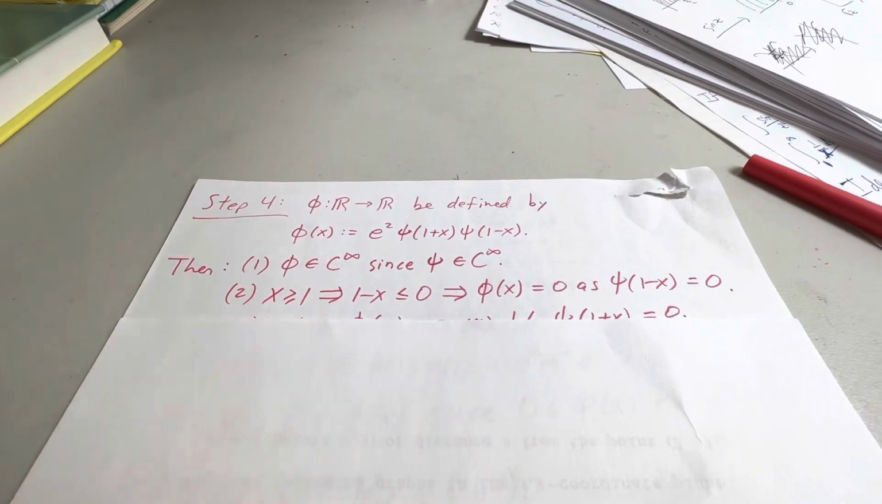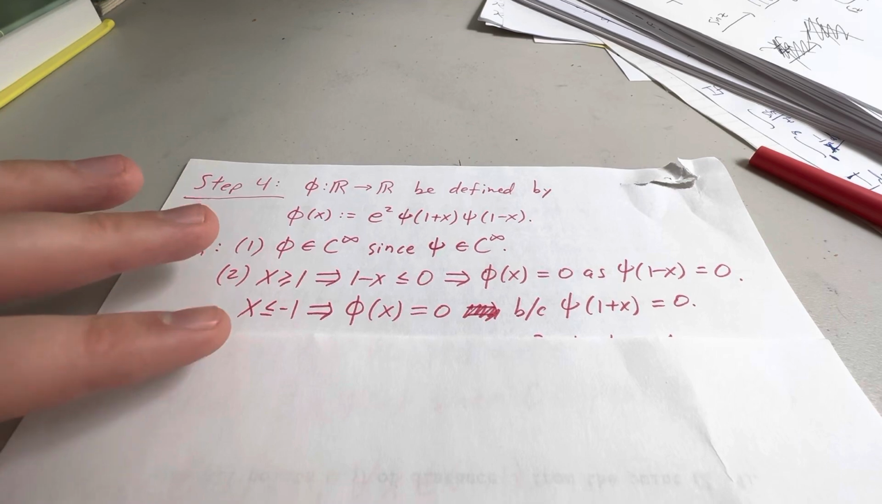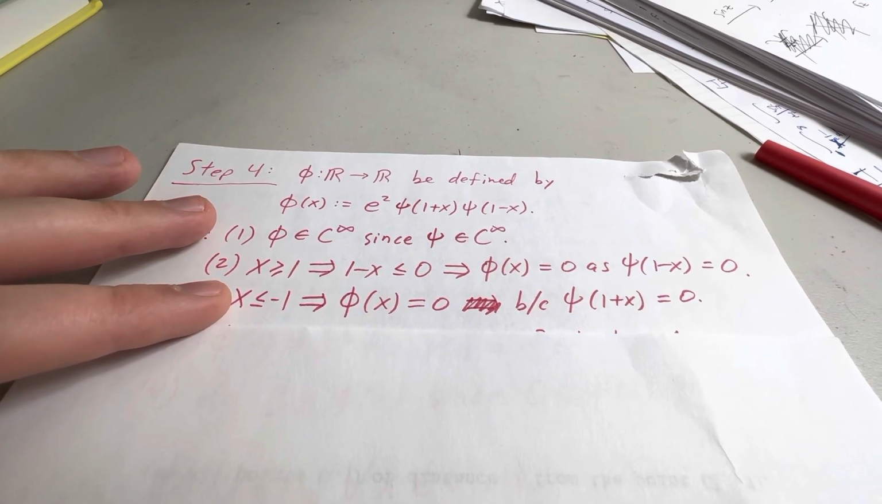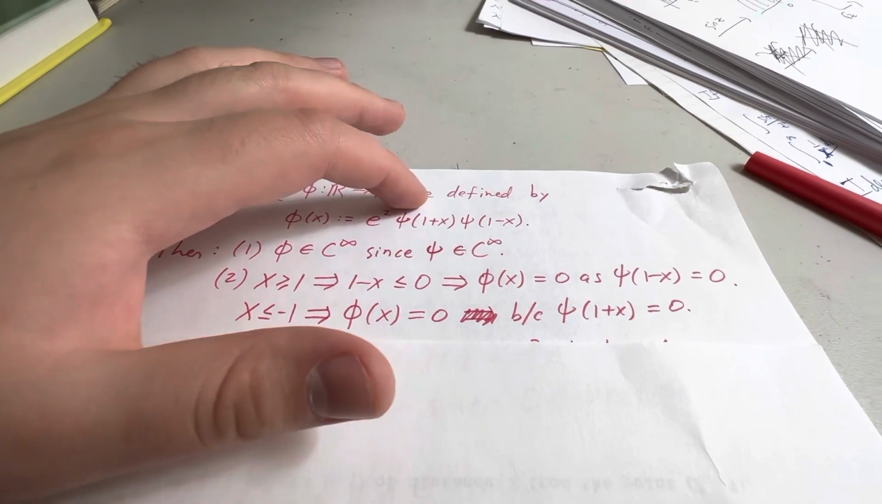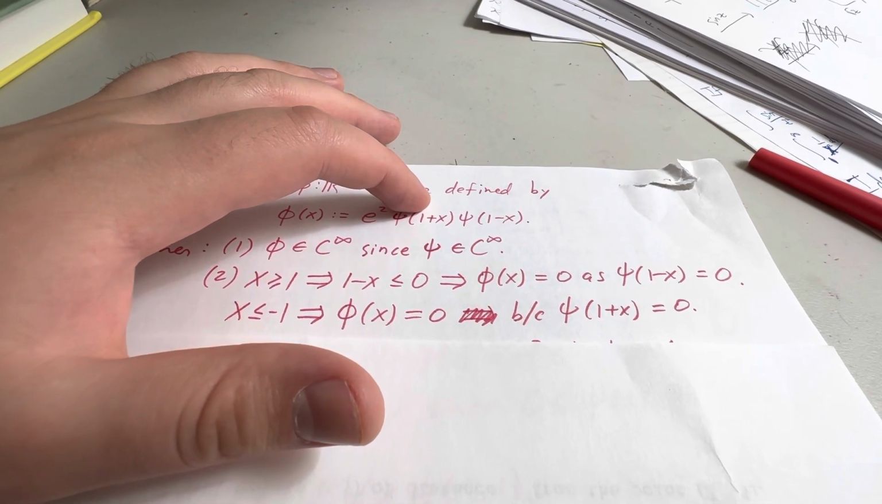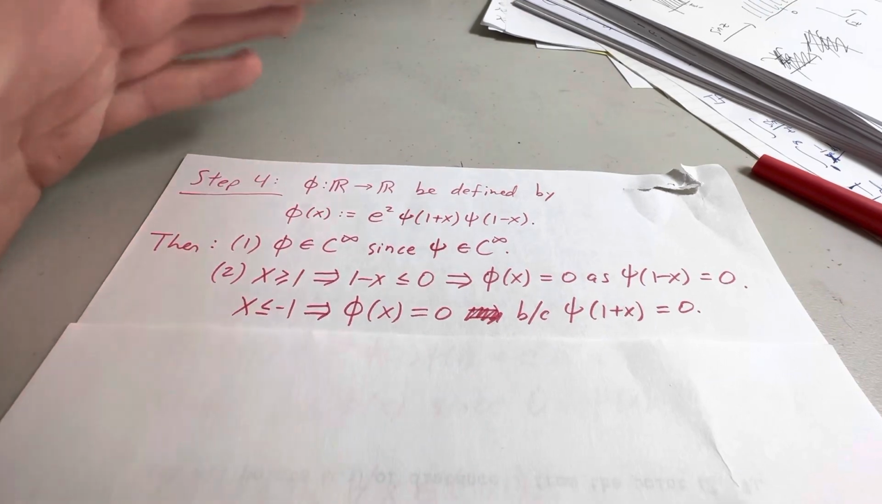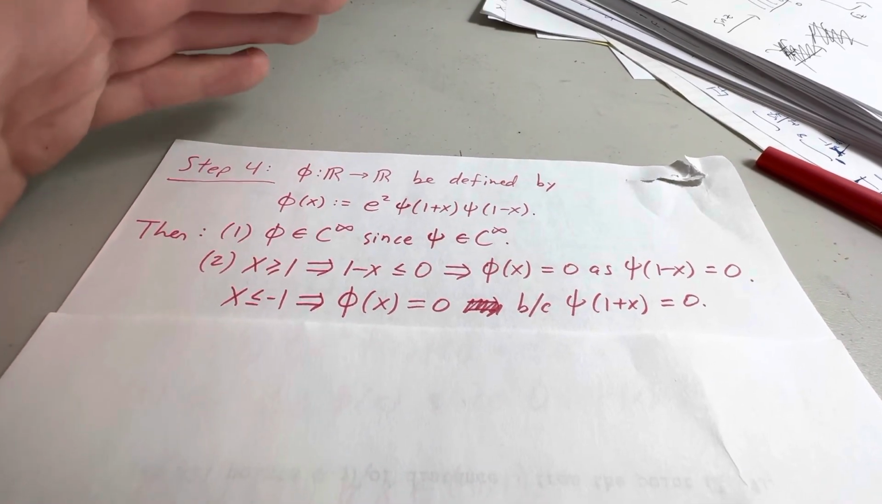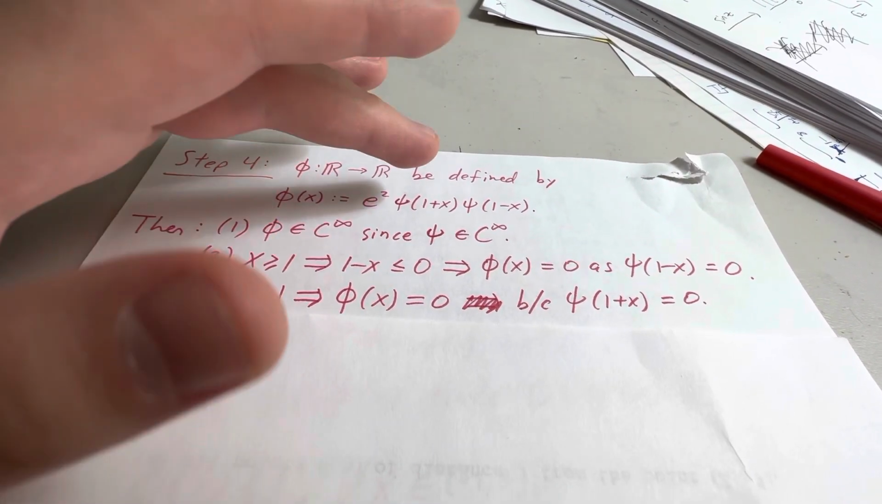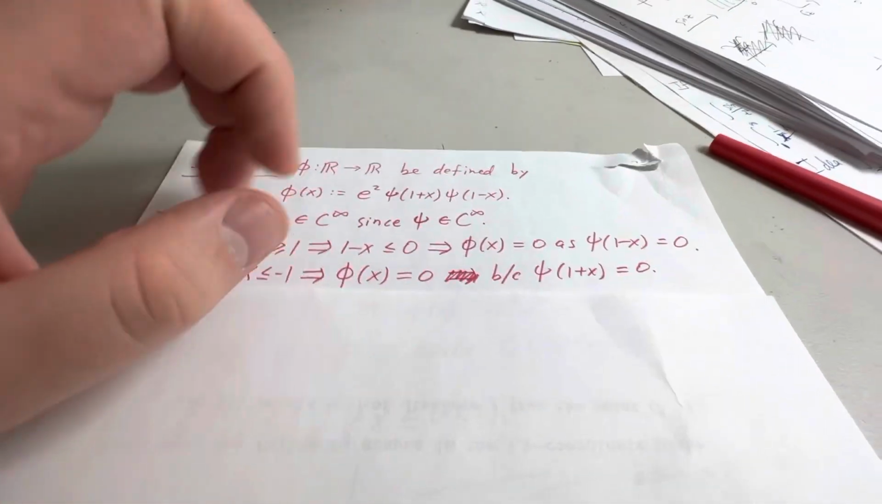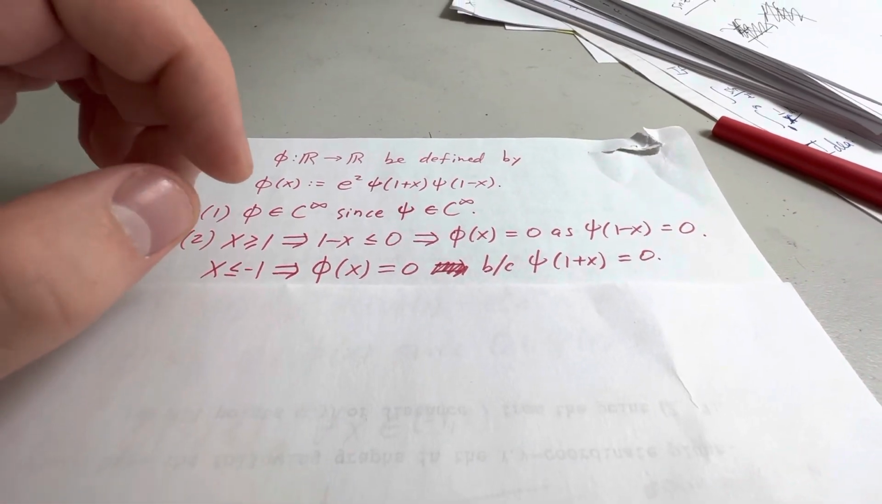And then when x is small, less than or equal to negative 1, this piece kills it. So when you're far away from 0, which means magnitude bigger than 1, or equal to 1 for that matter, this function dies. It gets killed and goes to 0.